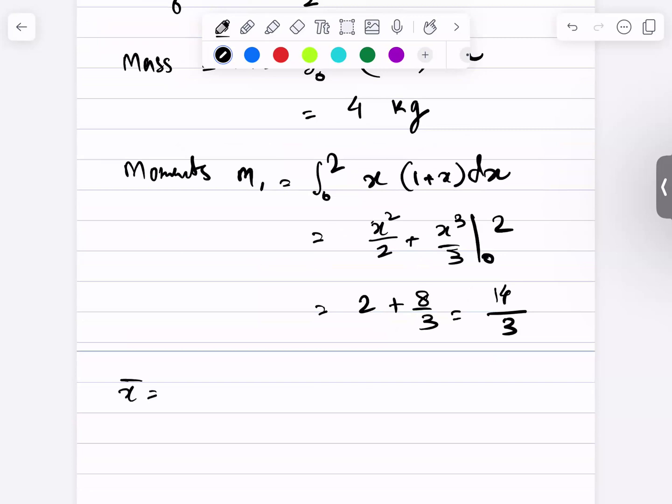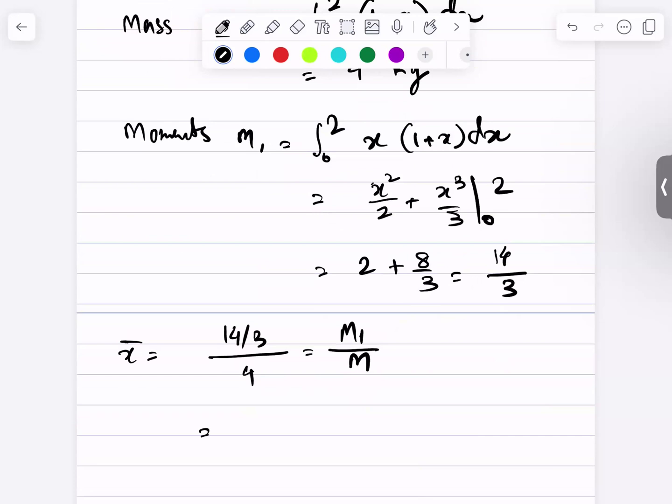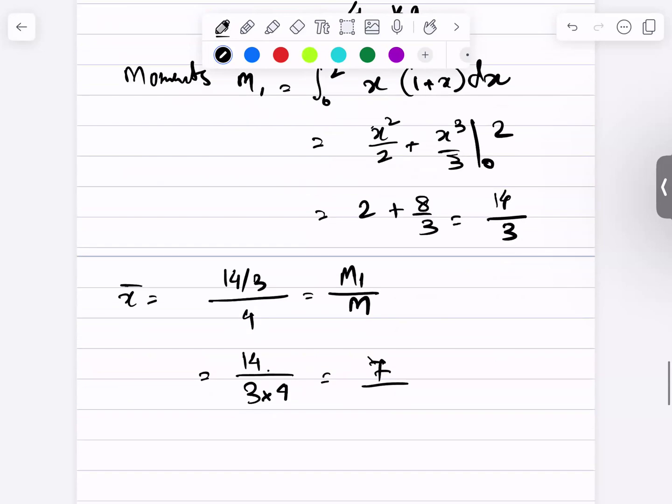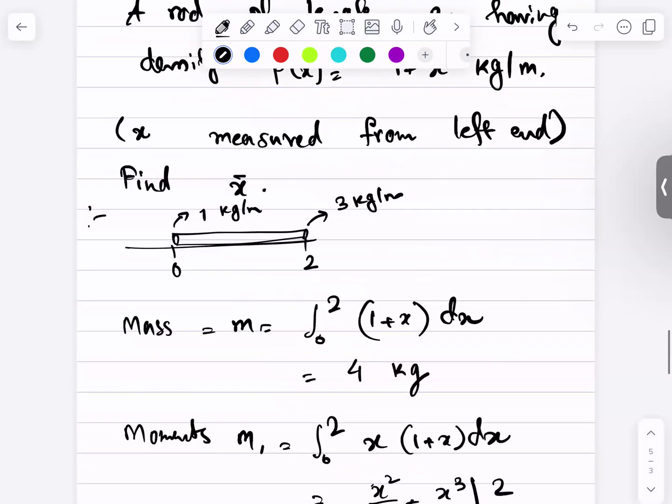Then your x bar is just 14 over 3 over 4, which is m1 over m. And this is just 14 over 3 times 4, which is 7 over 6 meter. So therefore, the center of mass will be at 7 over 6, just past 1. Right there. This is the center of mass. Okay. So far, so good.